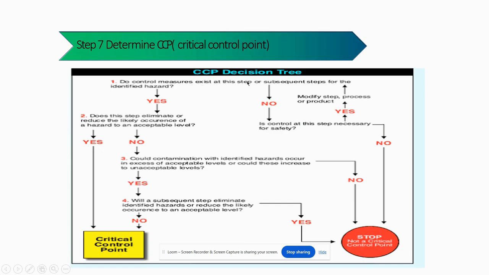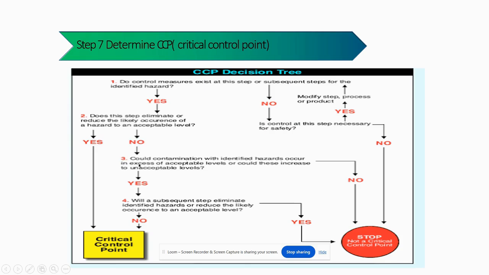If your answer for the second question is no, then we need to raise the third question: could contamination with identified hazards occur in excess of acceptable level, or could this increase to an unacceptable level? If your answer is yes, then we need to raise the fourth question: will a subsequent step eliminate the identified hazards and reduce the likely occurrence to an acceptable level? If it is no, then that particular step is a critical control point.